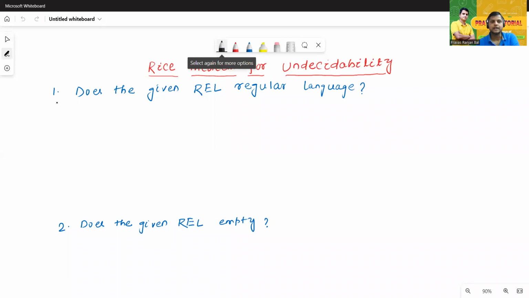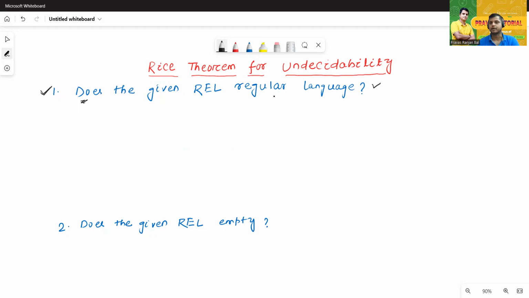The first problem: does the given RL, meaning recursive enumerable language, is it a regular language? So is this problem decidable or undecidable? First, we'll check whether we can apply the Rice theorem on this problem or not.